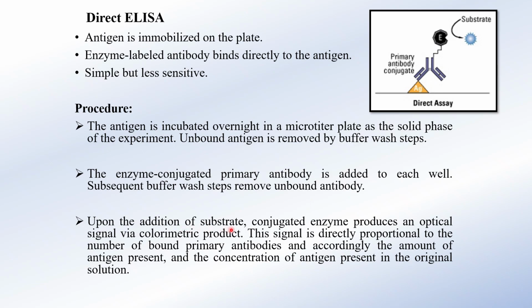Upon the addition of substrate, conjugated enzymes produce an optical signal via a colorimetric product. Next step is addition of this substrate. This signal is directly proportional to the number of bound primary antibodies and accordingly the concentration of antigen present in the original solution. This substrate forms a colorless product into a colored product via colorimetry, and this signal is directly proportional to the number of bound primary antibodies. Hence we can find out the amount of antigen present in the sample.